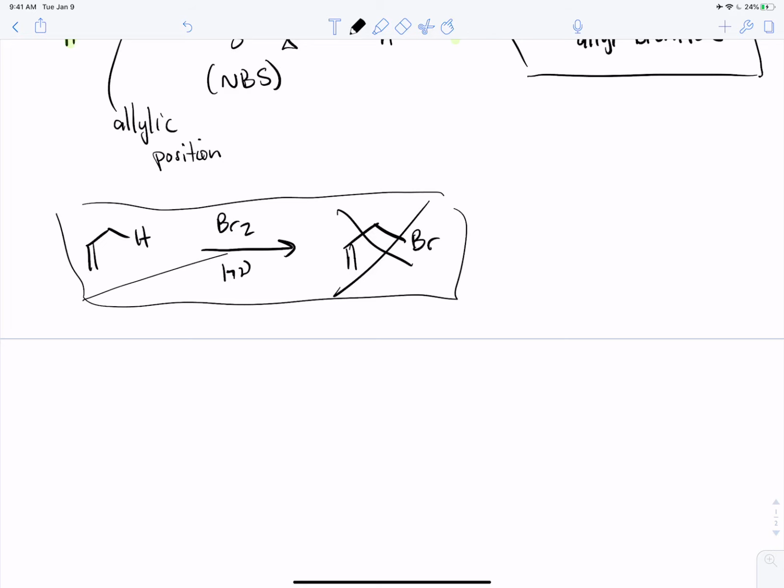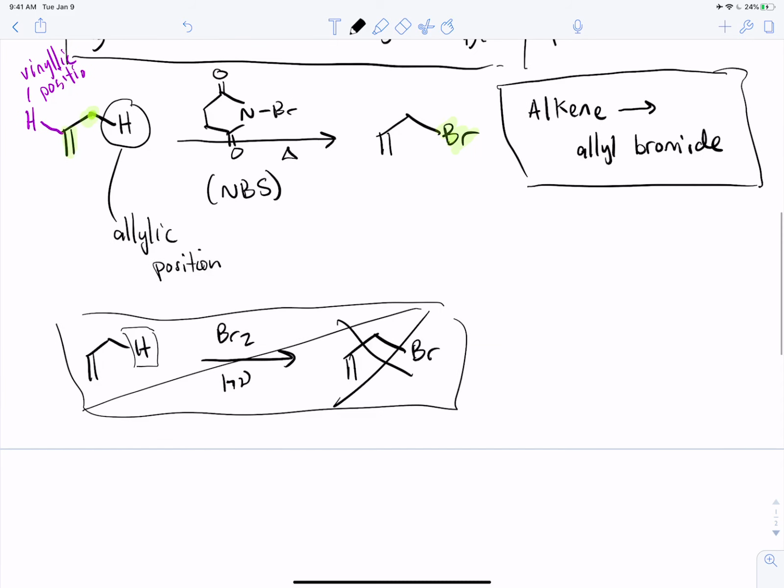So just note that that's not a good strategy. If you're trying to substitute at the allylic position, you have to use this special reagent called NBS. And you can look at the mechanism to try and parse why that is. I would recommend that you do that because when you're learning organic chemistry, if you really want to understand what you're doing, you have to understand the mechanisms.